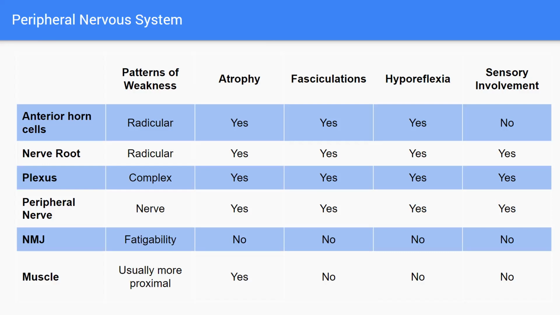Finally, with muscle involvement or myopathies, the patterns of weakness are usually much more proximal, affecting, for example, the shoulder girdle or the hip flexors. And here you can have atrophy because of direct injury to the muscle, but you wouldn't have fasciculations or hyperreflexia because the lower motor neurons, once again, are not affected. And similarly, if the muscle is affected, that doesn't really affect the sensation aspect of things.